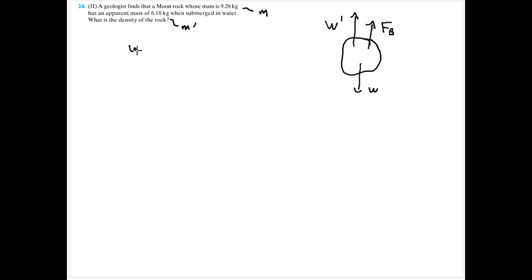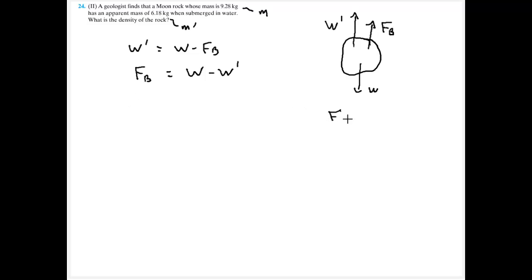So we can write, following example 10.8, the apparent weight as being the difference between the weight and the buoyant force right there. I can isolate what the buoyant force is going to be by adding it to both sides and subtracting the apparent weight. So now I've written my buoyant force as the weight minus the apparent weight.